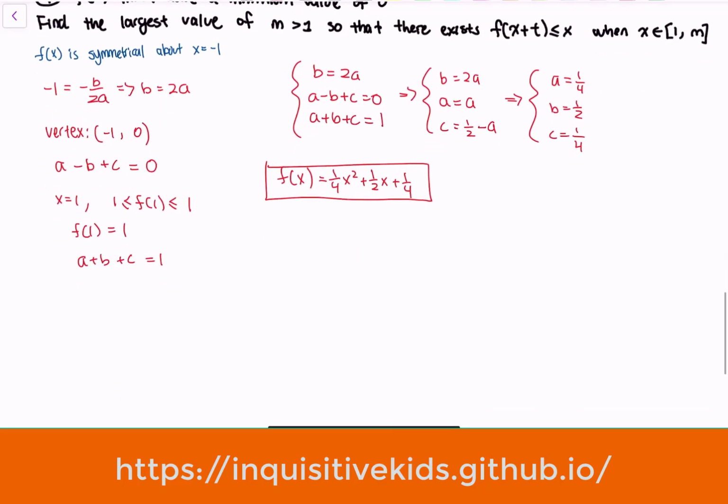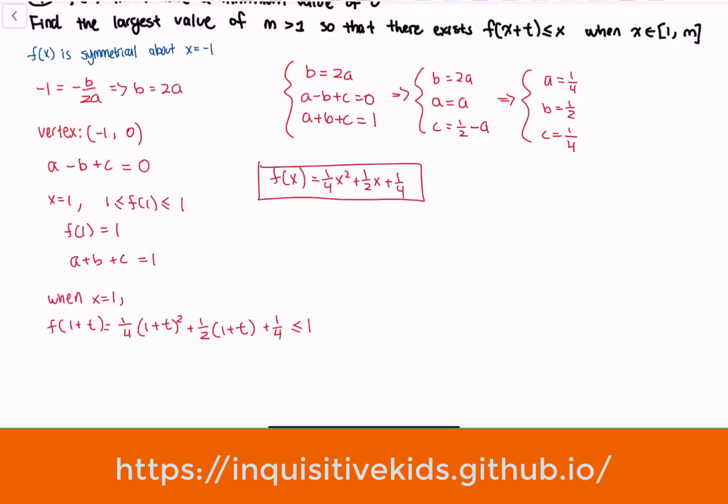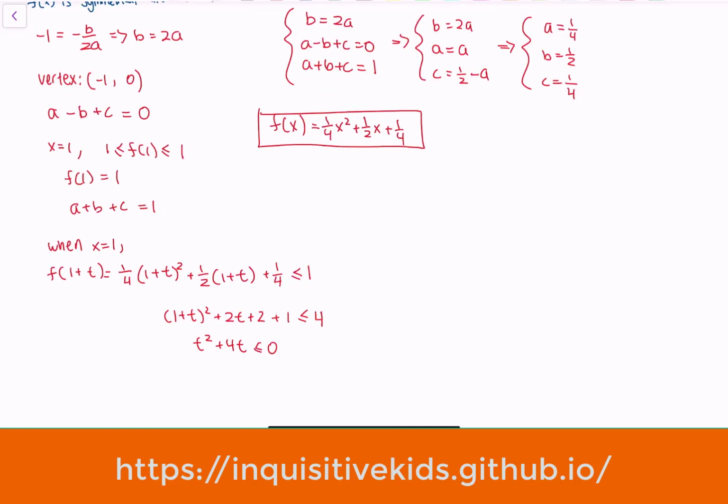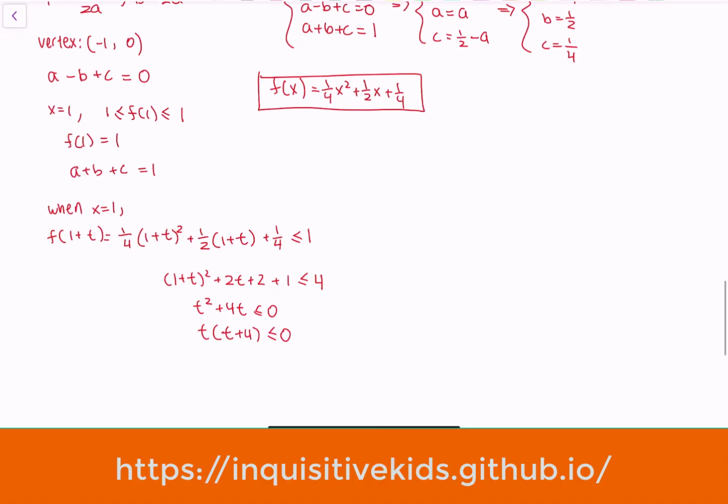When we substitute x for 1, we also use the inequality given to us here. We're solving for t. From here we see that t times t plus 4 must be less than or equal to 0. So t's value is from negative 4 to positive 0 inclusive. Now we have the range for the value of t when x is equal to 1.